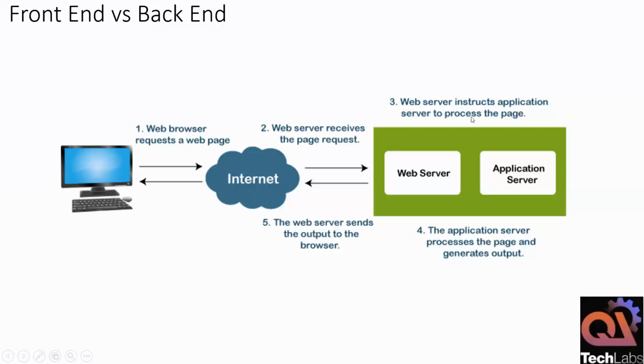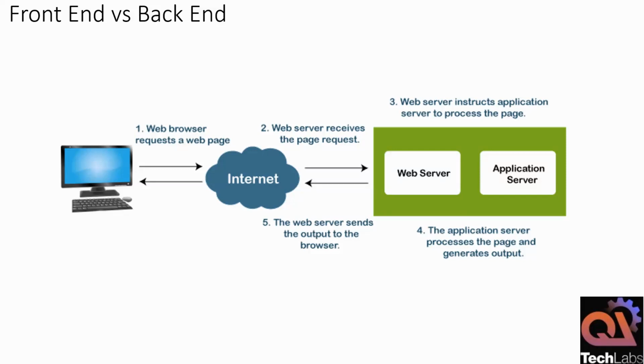Then something happens. The web server instructs the application server to process the page. So there are two parts, right? Request, internet, web server, application server. What is the web server saying? The web server is saying, application server, boss, go fetch this information from your records, from your database, from wherever it is stored. Bring the information.